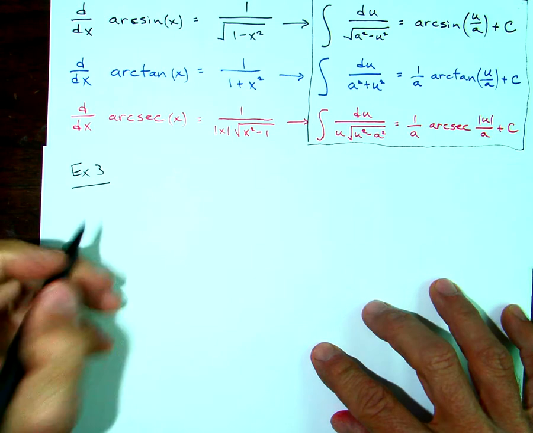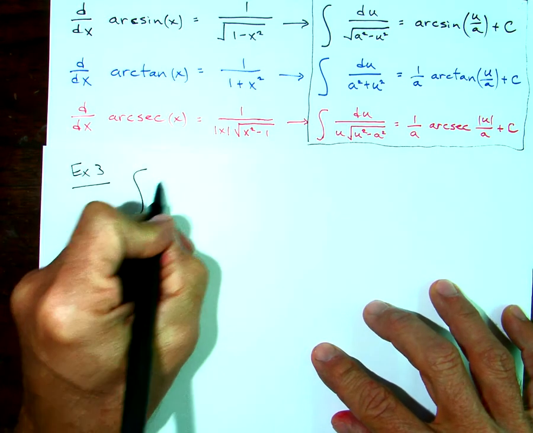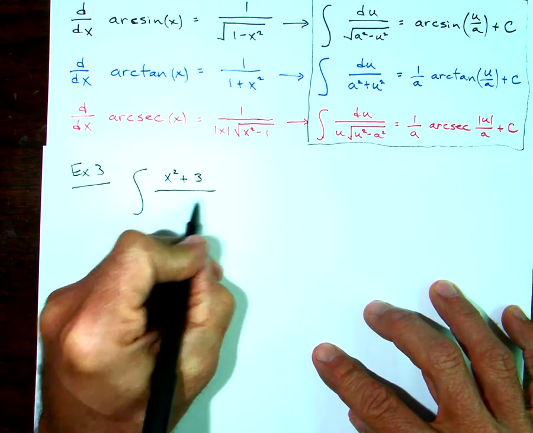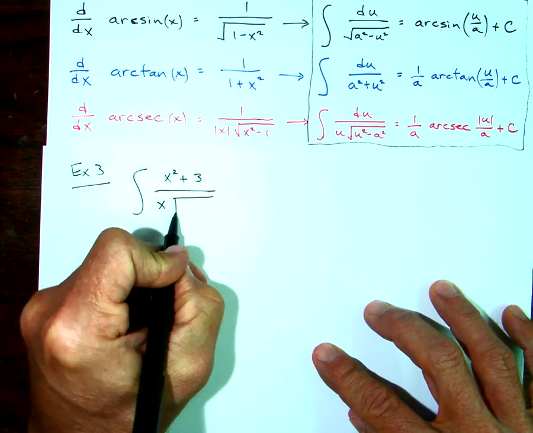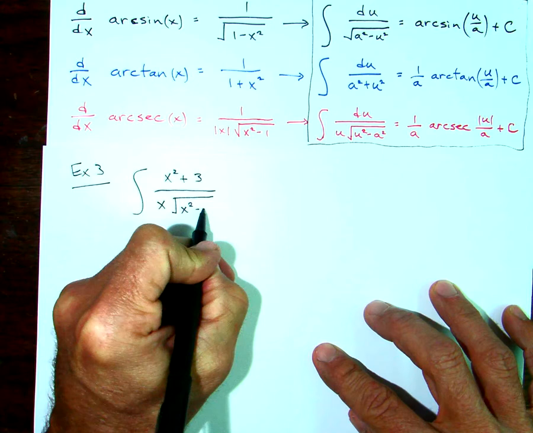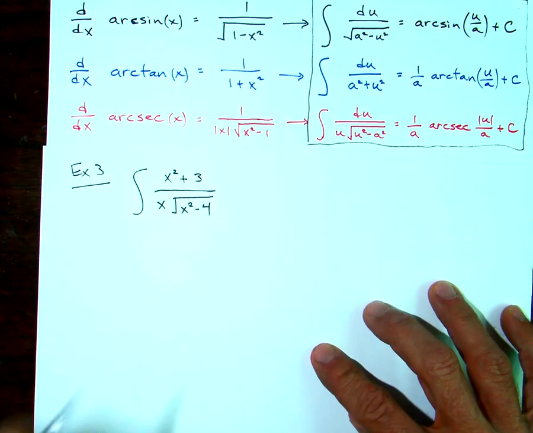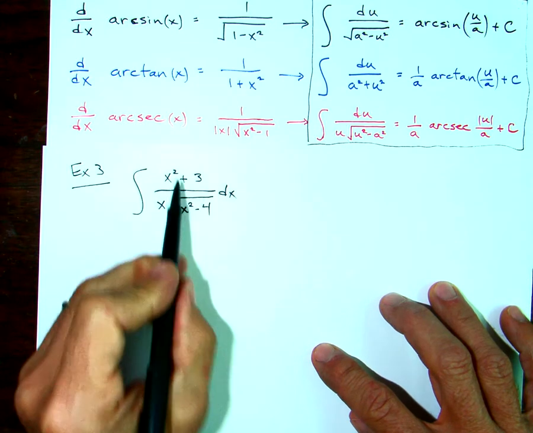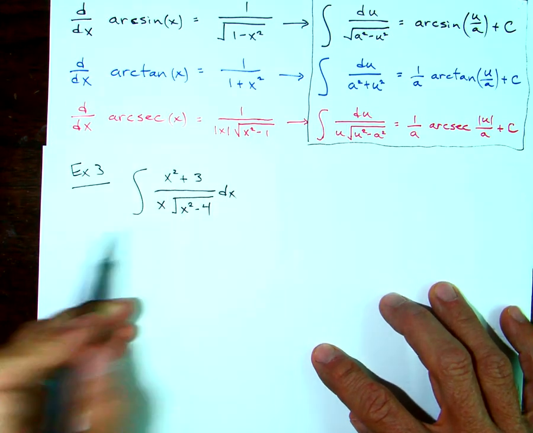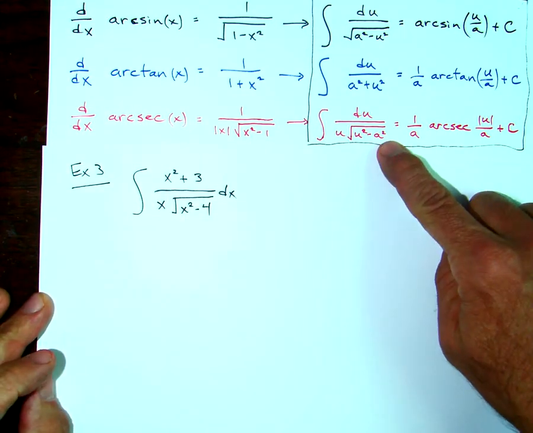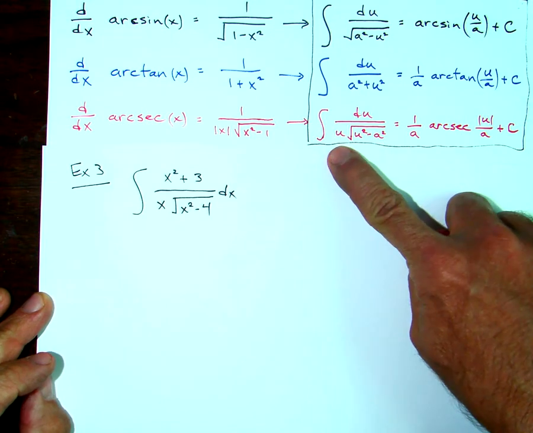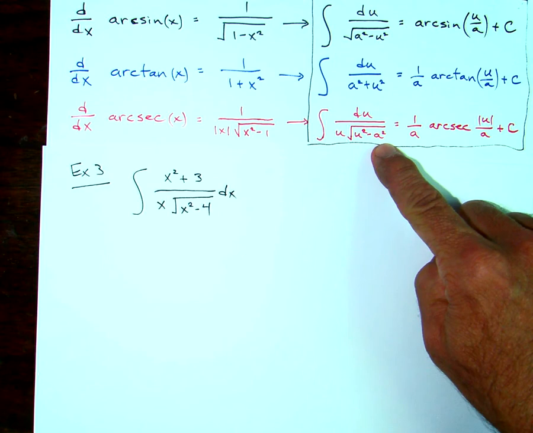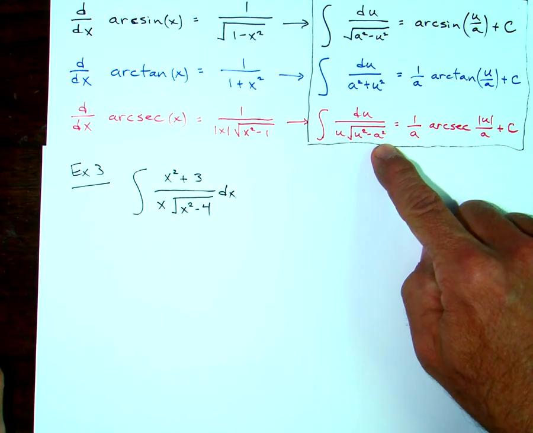Let's look at something like x squared plus 3 over x times the square root of x squared minus 4. This one's a little bit trickier, but let's focus on the denominator right now. If we look at the denominator, clearly this one fits this, right? I've got this x out front, I have x squared minus 4, which we could think of as 2 squared. The question is what to do with this x squared plus 3 in the numerator.